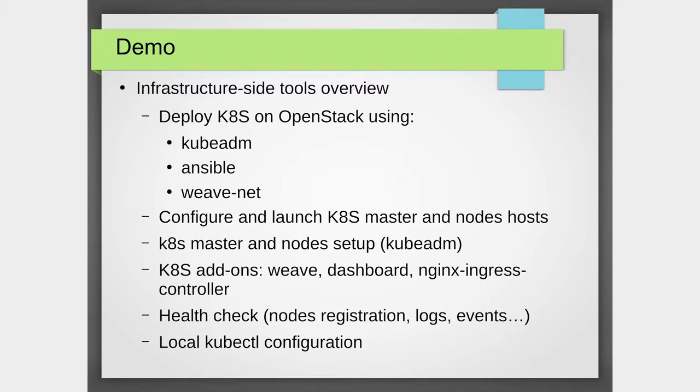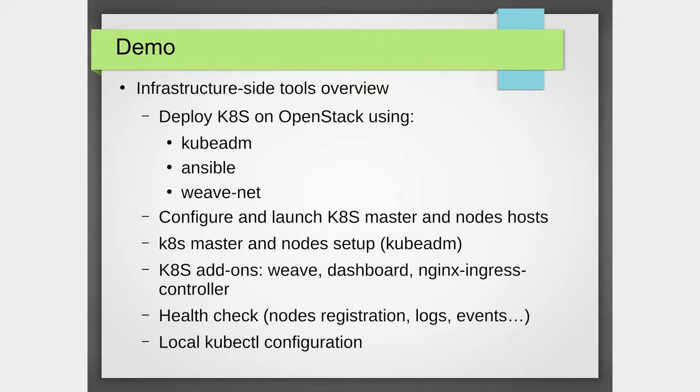About the infrastructure side tools that we use for the demo, we deployed Kubernetes on OpenStack using these three tools. Installing Kubernetes can be quite tough, quite hard. Lately, these tools arrived that make things a bit easier. So kubeadm, and Ansible is used for the orchestration of the whole thing. If you need to raise the nodes of the tenant, you use Ansible. If you need to configure the nodes, use Ansible. And then use WeaveNet to make containers communicate with one another. So there's a long procedure. We don't have time to show that.